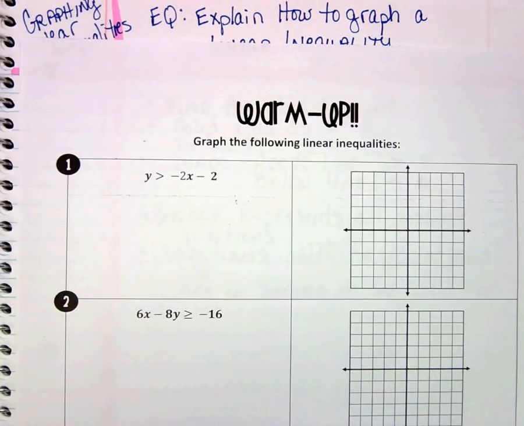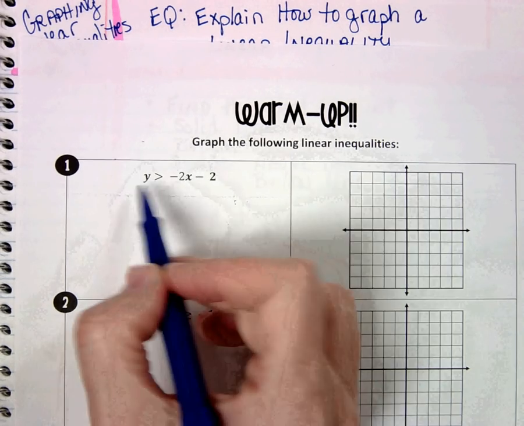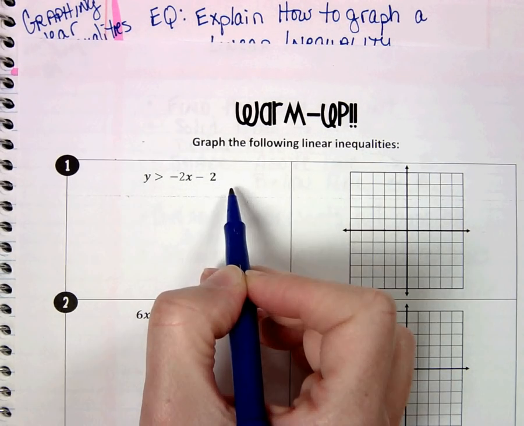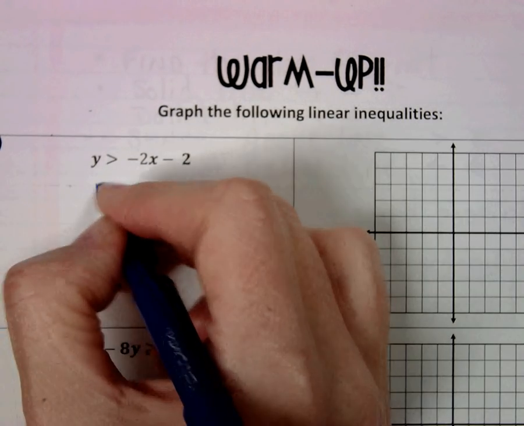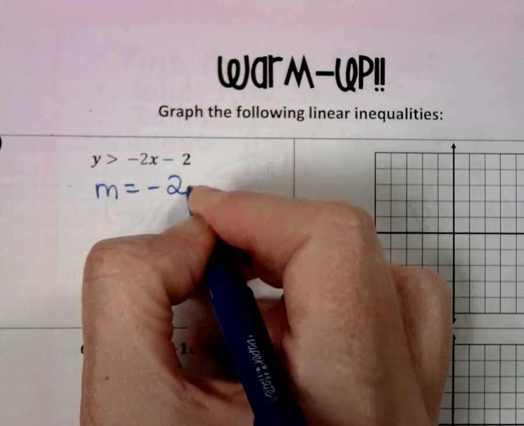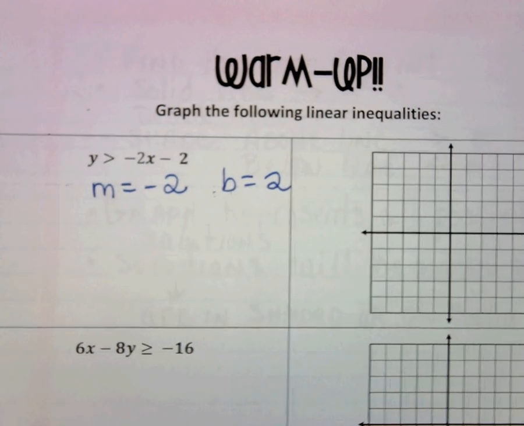Okay, so let's look at this first inequality and graph it together. Notice it's already in slope-intercept form. So that makes it nice and easy. So remember I said the first thing we need to do is identify the slope and the y-intercept. Our slope is -2 and our y-intercept is -2. That makes it a little bit easy.